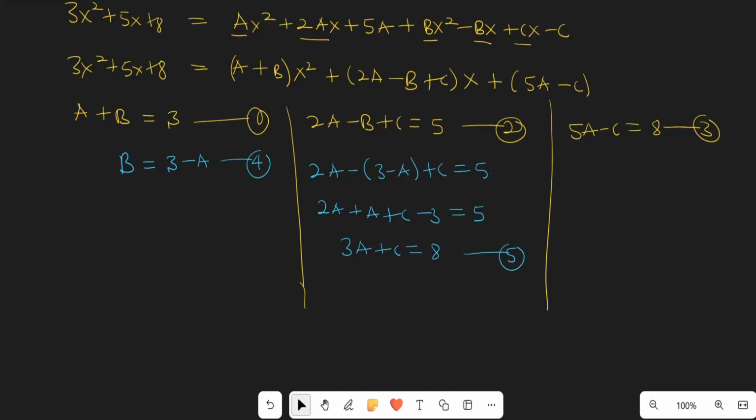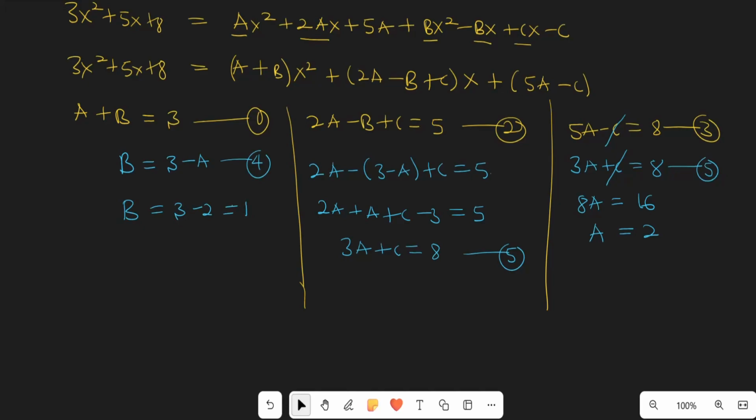And we can solve these equations simultaneously, that is equation 5 and equation 3. I can put that here, which is 3A plus C equal to 8. You can call this equation 5 as here. And we can sum these two equations together. When we sum them, the C and the C here will cancel, leaving 5A plus 3A, which is 8A, equal to 8 plus 8, 16. So in that case, A is going to be equal to 2. When A is equal to 2, I can find B from equation 4 here. So B is going to be 3 minus 2, that is equal to 1.